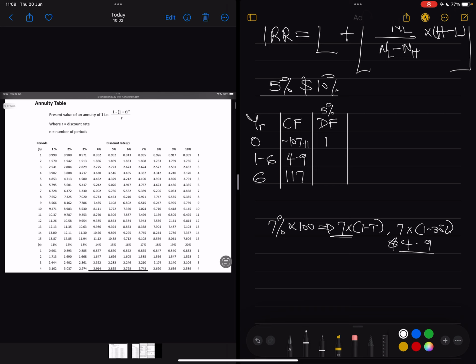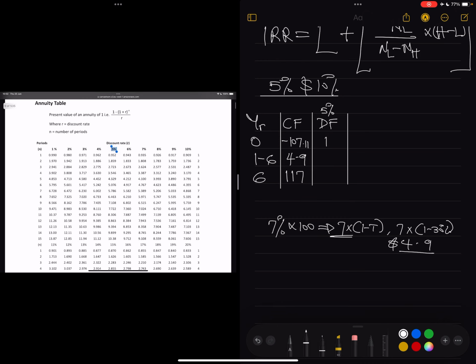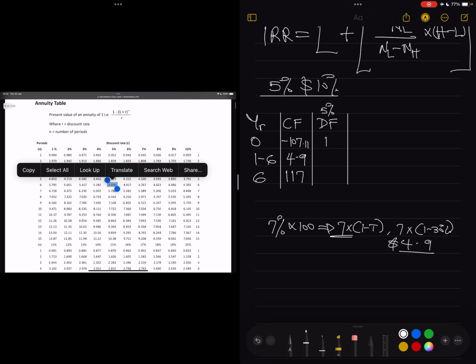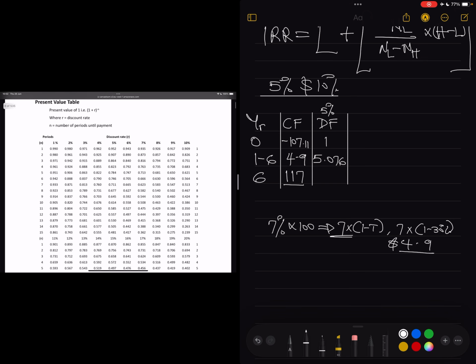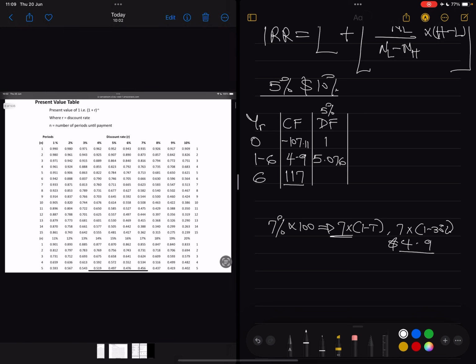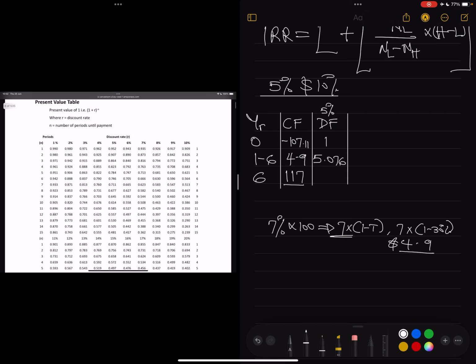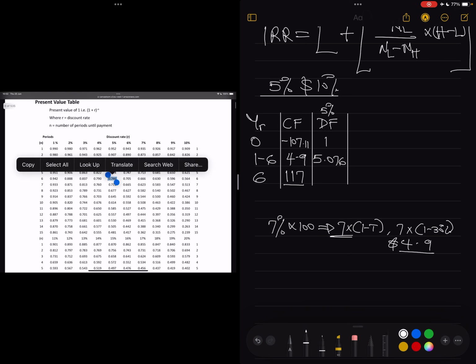So we're going to use 5%. Under this 5% column, then we'll come to 6 years. And if you do that, you see that the rate to use is 5.076. That's the annuity factor, 5.076. However, for this 117, that is a single cash flow. So it's not an annuity. So here we're going to use a present value table. You can see I've switched to present value table. And I'll go to 6 years under 5%. So if I go to 6 years under 5%, that is 0.746.